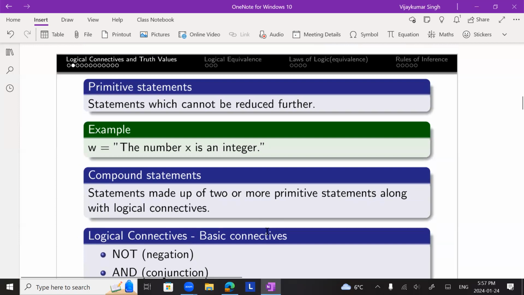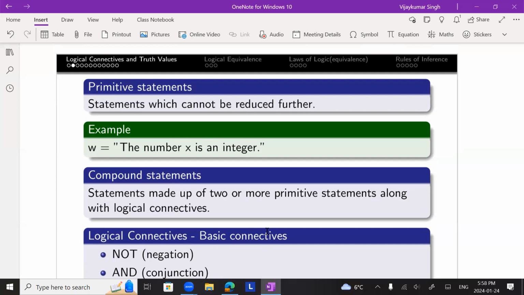Now among statements, there is a concept of primitive statements. Primitive statements are statements which cannot be broken further. For example, my name is Vijay and I'm an instructor at FIC. This is a statement. It consists of two statements. My name is Vijay, one. And then another statement is that I am an instructor at FIC. And then we are joining these two statements. So this is an example of a non-primitive statement.